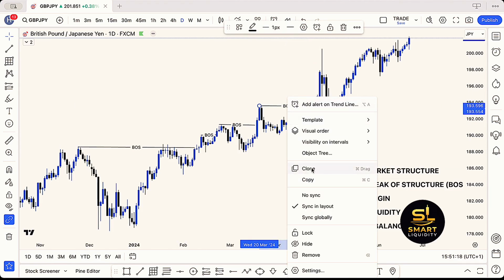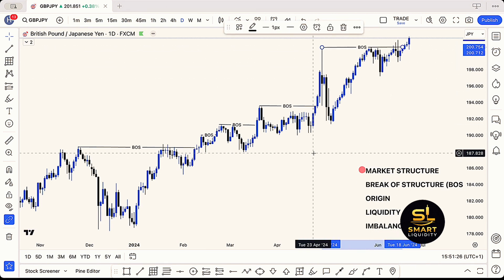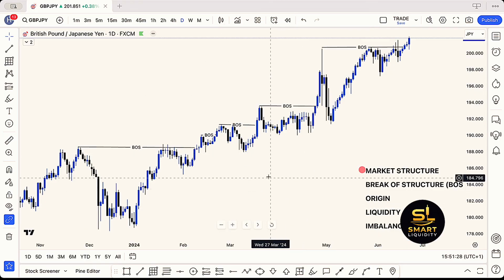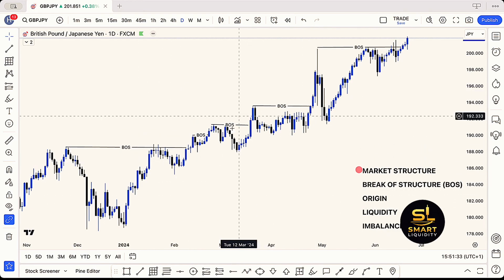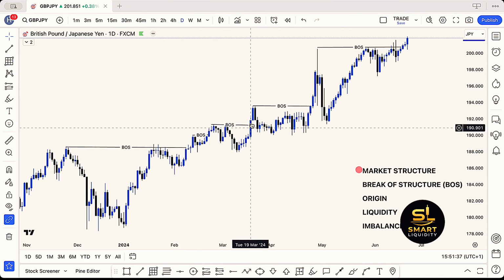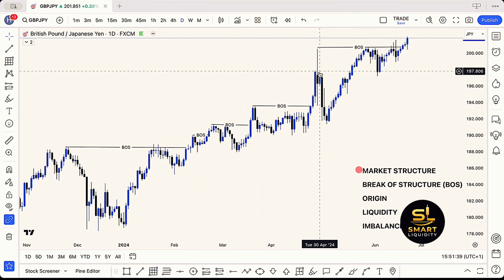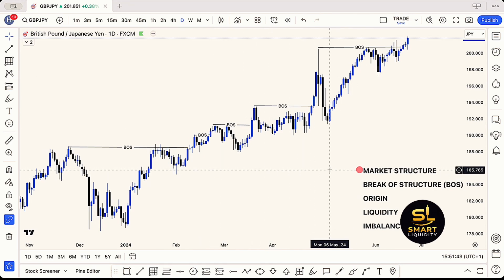So you can see the market is breaking structure to the upside, which is indicating that we should be looking out for how to buy GBP JPY. Whenever you read the market structure and notice the market pushing up, giving us higher highs, higher lows, higher highs, higher lows, just like this, that simply means we are bullish and we should be looking to buy.